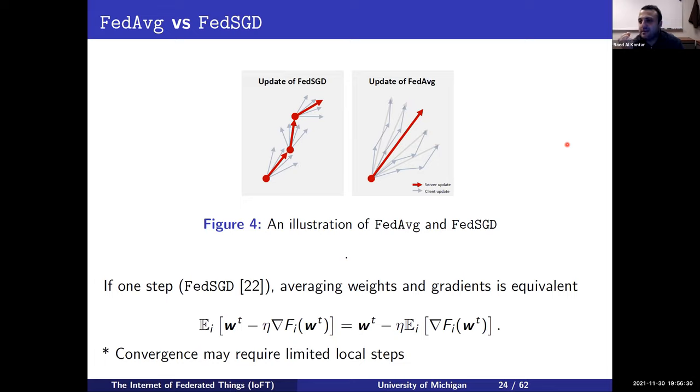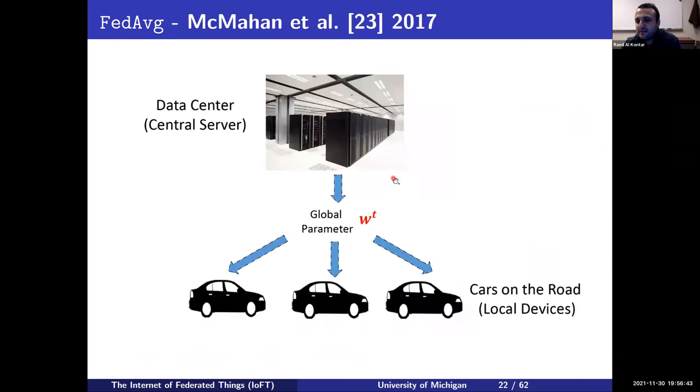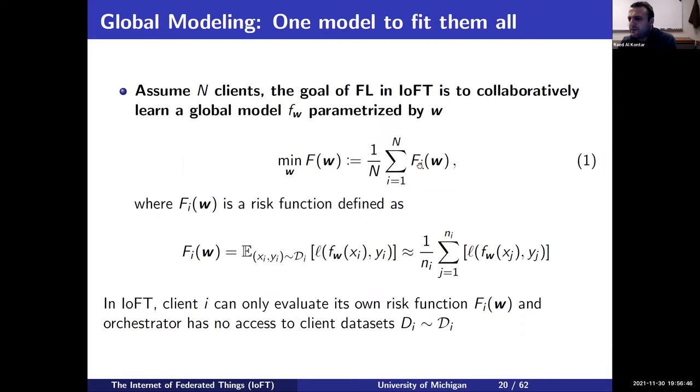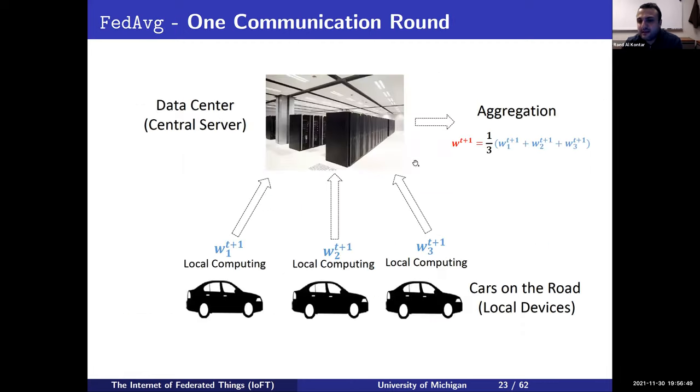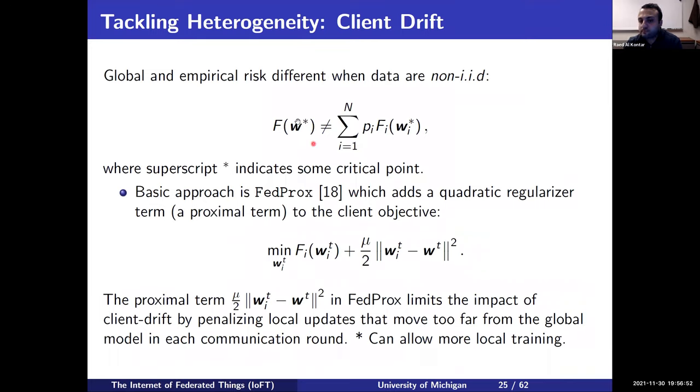And this is a key challenge in federated learning and federated analytics: clients can move far away from each other. Mathematically, one can define this as follows, going back to the global risk function, which is just the average over the risk of each client. A critical solution of the global risk, F of W star, does not necessarily imply that it is the summation of the critical solutions of the local clients. A critical solution over the local clients might not coincide with the global critical solution of the empirical risk averaged over all clients. This is a key challenge.